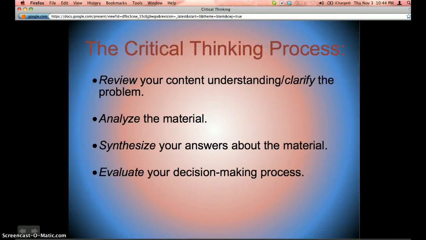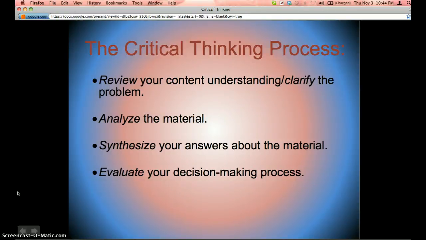The critical thinking process can be defined as follows. Students must review their content for understanding as well as clarify the problem. They must compile everything that they know about the topic and try to include even the smallest of details. Next, students should be expected to analyze this material that they have gathered. They should organize the material into categories by finding relationships among all the pieces.